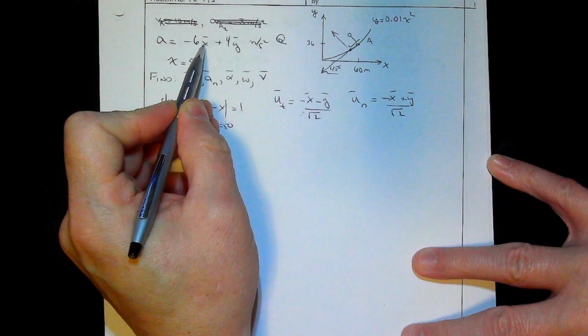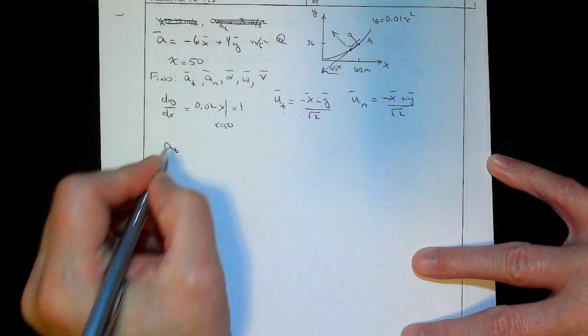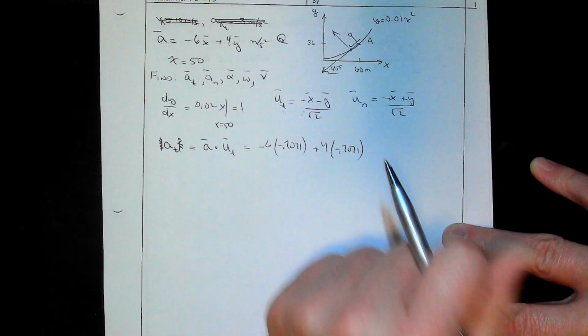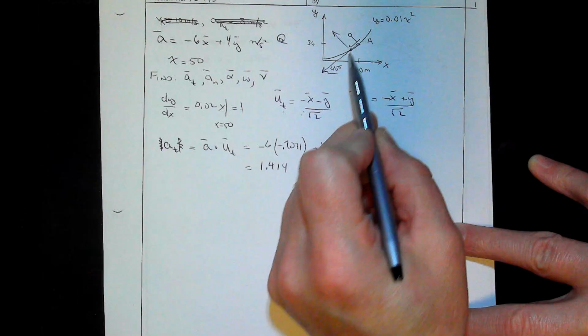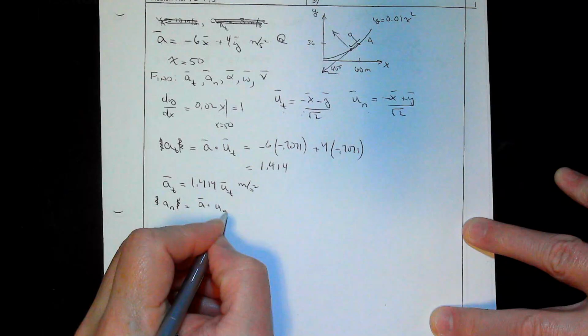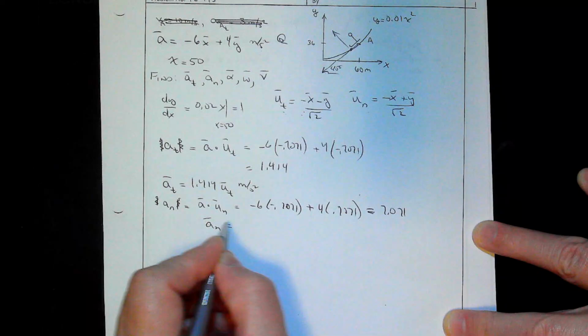All right. Because we know the path, this is critical. What we need to do is figure out the tangential and the normal. How are you going to do that? Well, it's all right here. Slope is dy/dx, and that's 0.02x. We're dealing with x equals 50. That's 1. So at x equals 50, the tangential is at 45 degrees, and here's the normal coming up. That's really convenient.